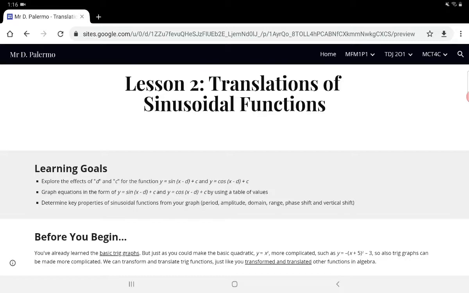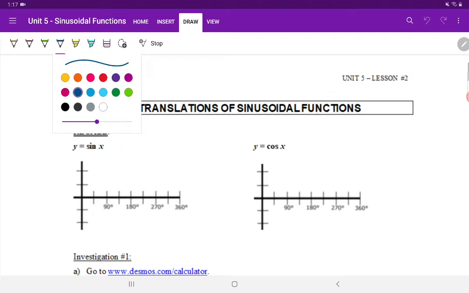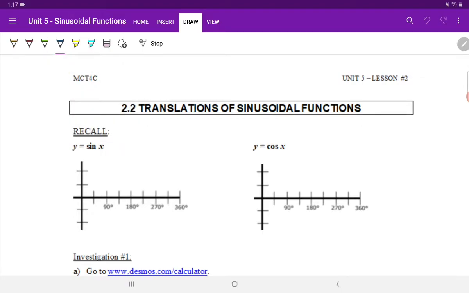We're going to graph the equations in those forms by using a table of values. So I'm going to show you how to do that. And then from that we'll also look at determining key properties of those graphs. Things like the period, the amplitude, the domain, range, phase shift, and vertical shift. We're going to use Desmos in this lesson, so we'll get to that in a second.